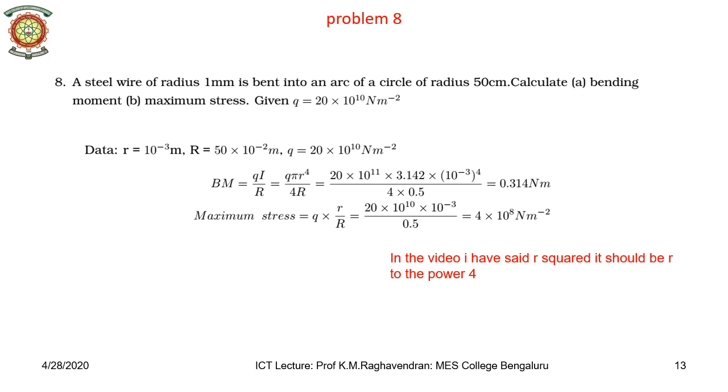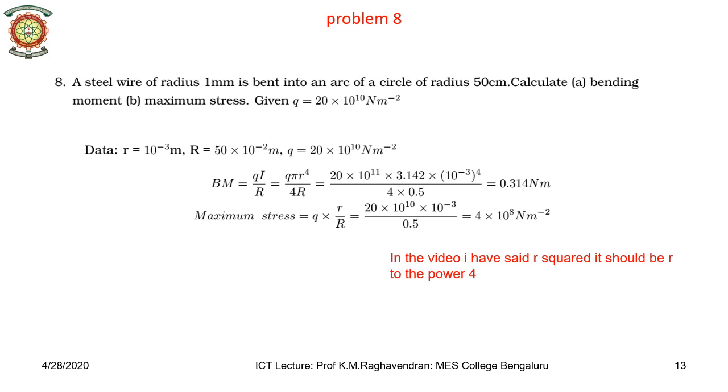Now we know that the bending moment is given by the general formula Q into I by R. In our case, since the wire has a circular cross section, I will be pi into small r squared divided by 4. So we get the bending moment as Q into pi small r to the power 4 divided by 4 times capital R. Substituting the values, we obtain the bending moment as 0.314 Newton meter.